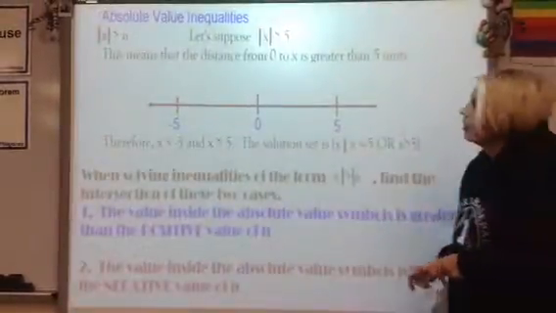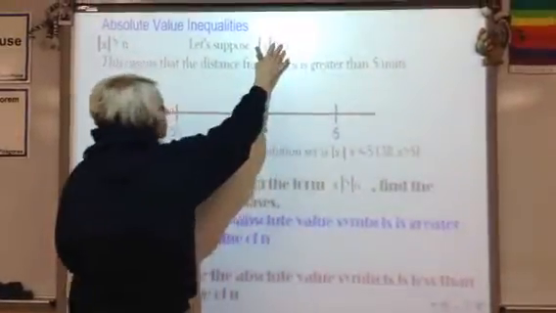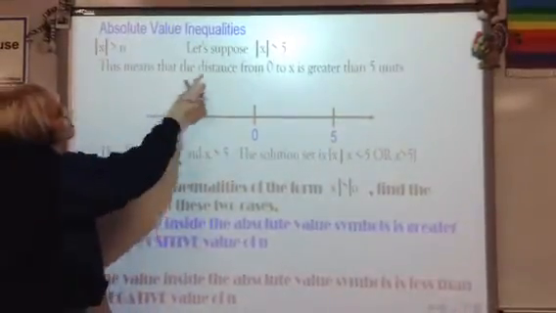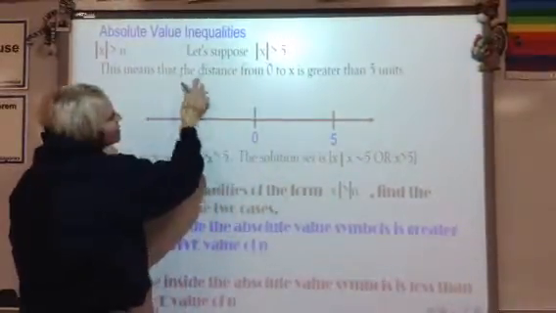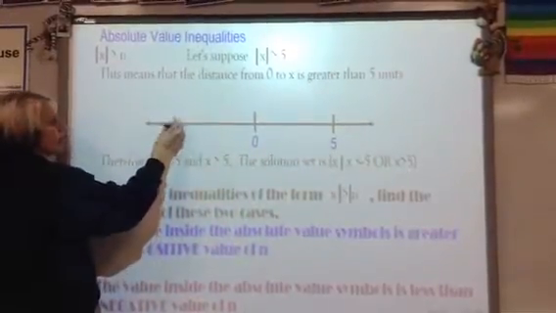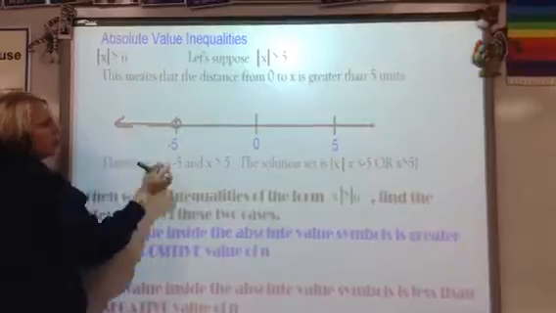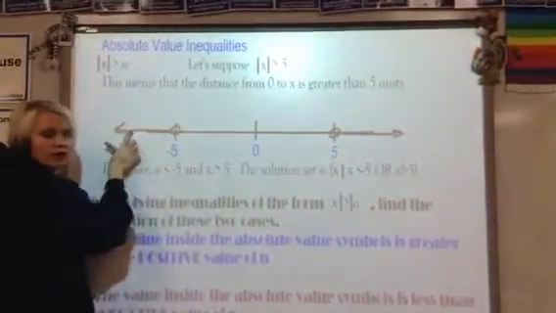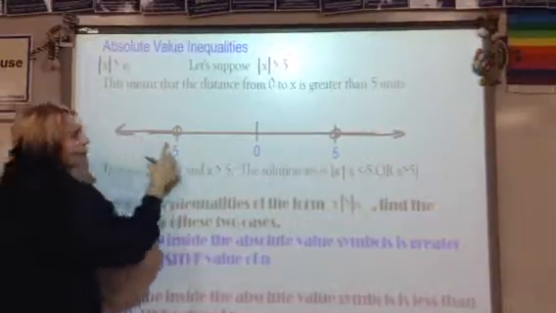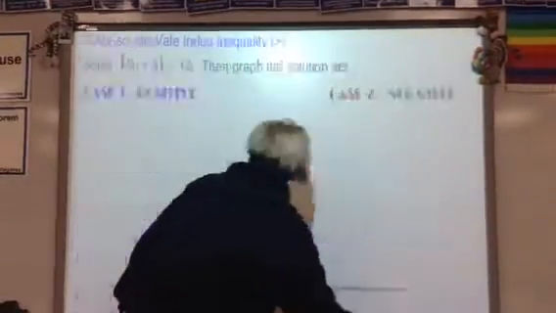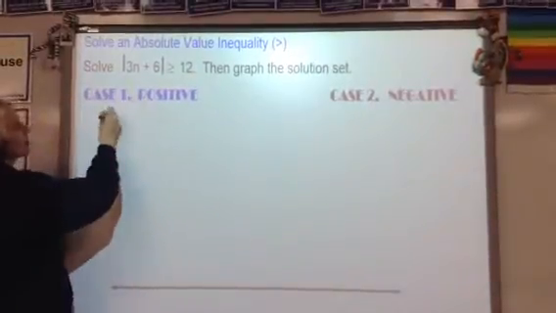I'll practice this with you tomorrow if you're not understanding the real-world application of it. Now, what about a greater than symbol? Well, I already told you it's going to be a union, so you know what the graph will look like. But let's say this distance has to be greater than 5. More than 5 steps away would be going this direction. More than 5 steps away would be going this direction. Do you see how it's a union? It's going to be less than -5 or greater than 5. But we still have to solve 2 cases. So we start with the positive case.